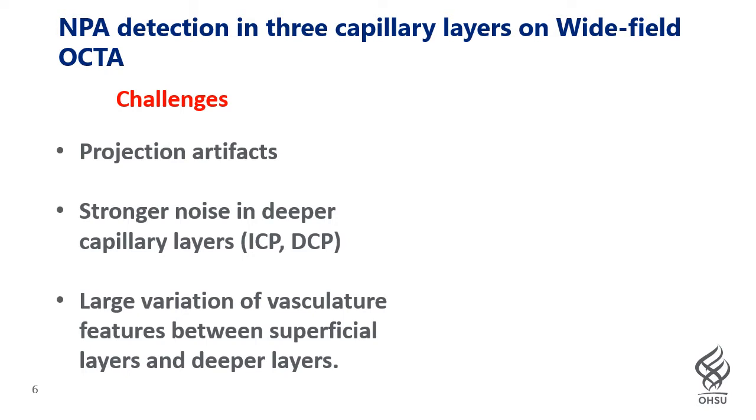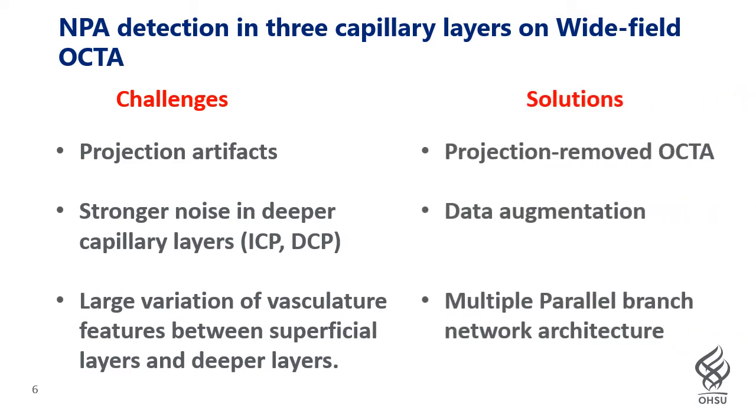Projection artifacts, which are caused by the imaging principle of OCTA. In deeper capillary layers, the OCTA will show stronger noise due to the fluctuation of the signal. And the variation of the morphological characteristics of vasculature also increases. Fortunately, we have found a corresponding solution for each challenge. And we can use the structural OCT to remove the potential artifacts, and use data augmentation to improve the robustness of the method to the stronger noise. And we can use a multiple parallel branch network architecture to make the network adapt to a larger feature space.